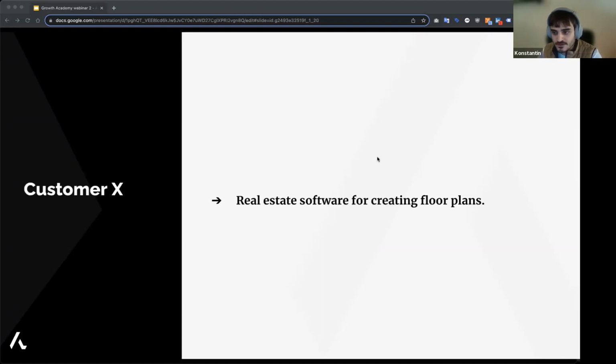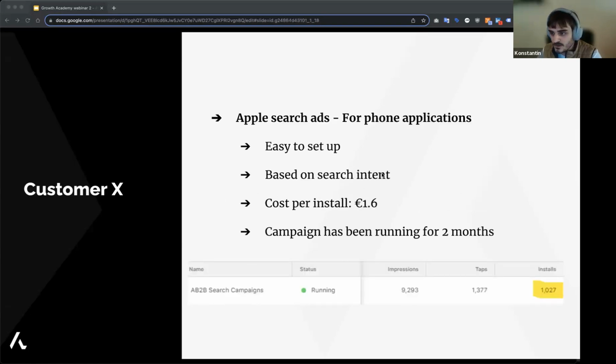This is another customer I would like to show you. We're going to name it Customer X, but it's a real estate software for creating floor plans. What we did for this software, because it's a phone application, and if someone here has a phone application, it's kind of an obvious approach, was go with Apple Search Ads. It's easy to set up. It's based on search intent, so you can see the keywords of what people are searching in your industry.